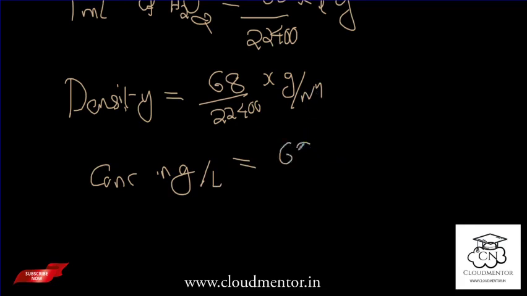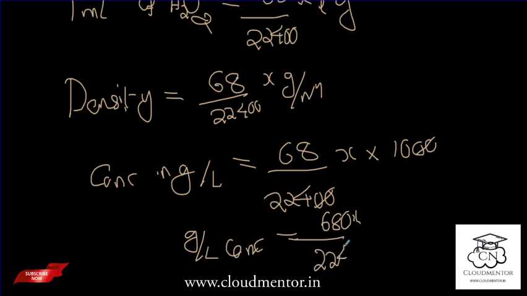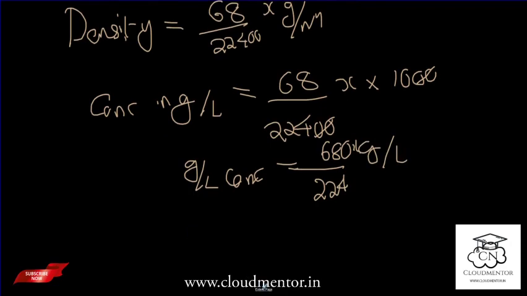That will be equal to 68 divided by 22,400 into x multiplied by, we need to change this milliliter to liter, so divided by thousand, and when we take the reciprocal, it comes upward. That is, we multiply by thousand. That means we get the concentration as 680x divided by 224 gram per liter.